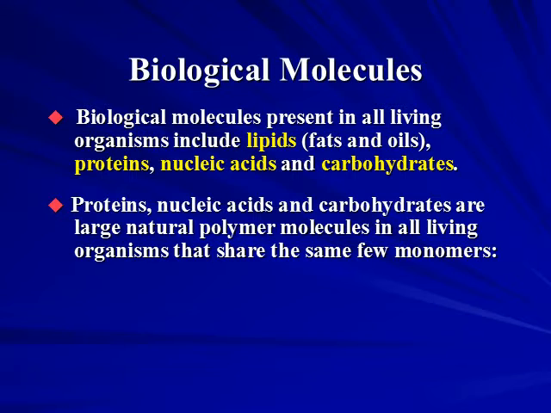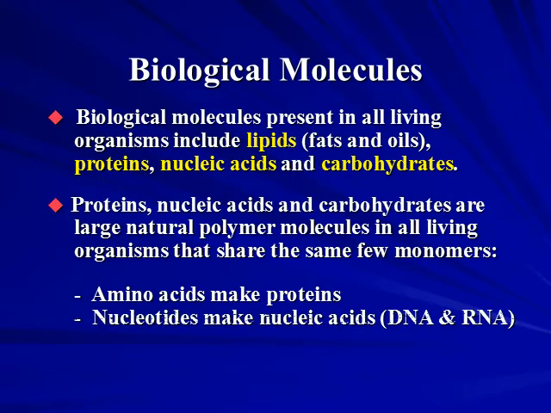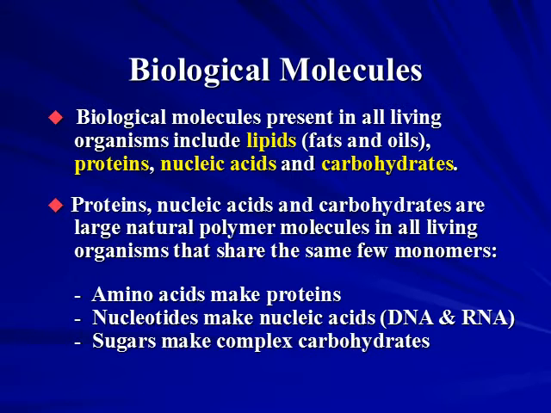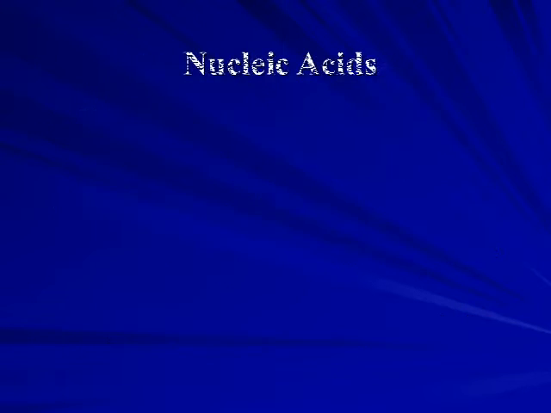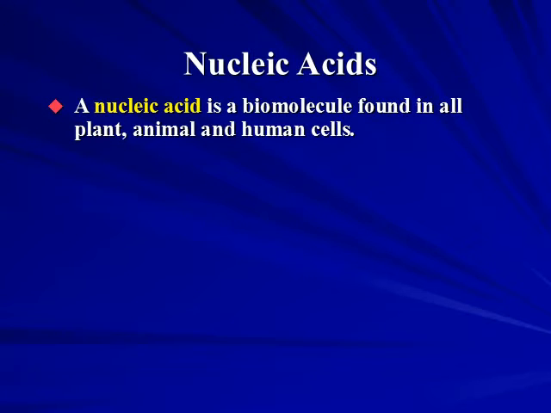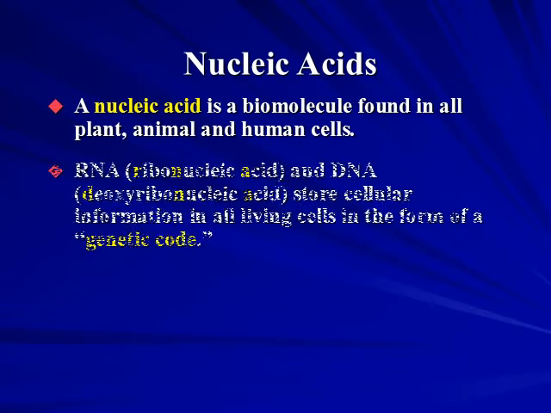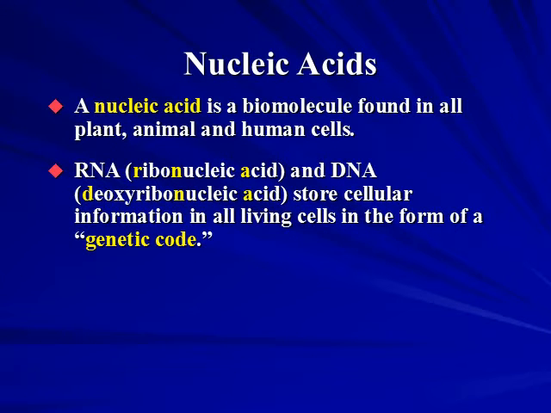For example, amino acids make proteins. Compounds called nucleotides make nucleic acids like DNA and RNA. Sugars make complex carbohydrates. A nucleic acid is a biomolecule found in all plant, animal and human cells. Ribonucleic acid, called RNA, and deoxyribonucleic acid, known as DNA, store cellular information in all living cells in the form of what is called the genetic code.